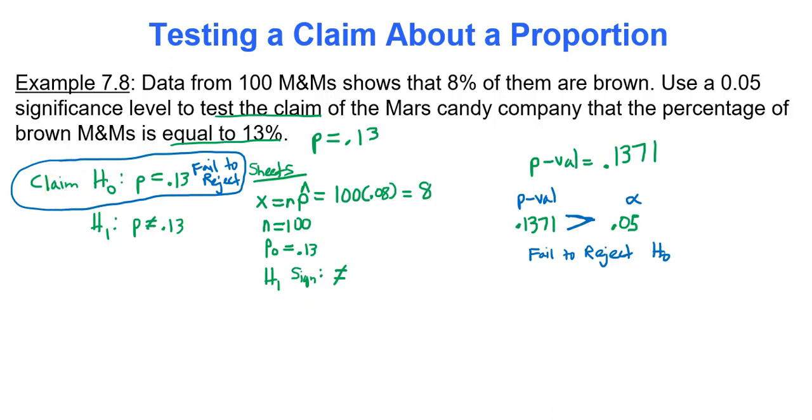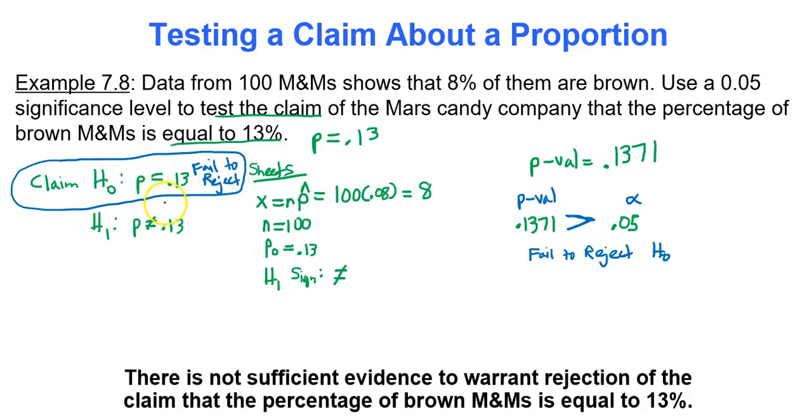We always write our conclusion in terms of the claim. So my claim is the null hypothesis because it contains equal to, and I'm failing to reject it. As a result, we say that there's not sufficient evidence to warrant rejection of the claim that the percentage of brown M&Ms is equal to 13%. So remember, the key here is to use the table.